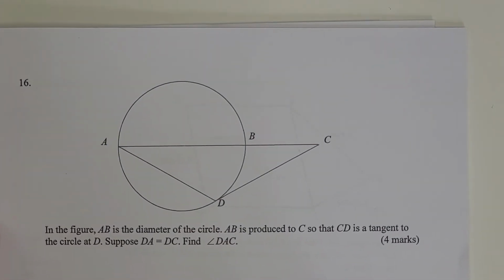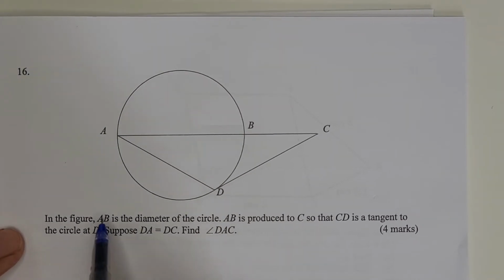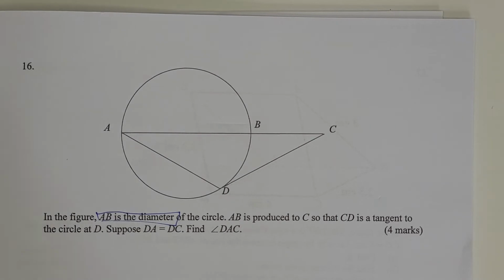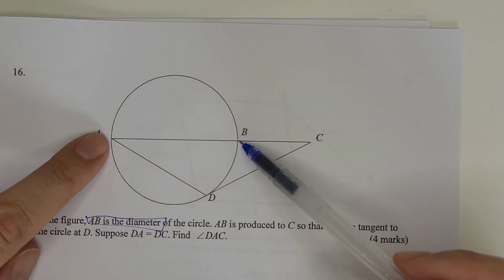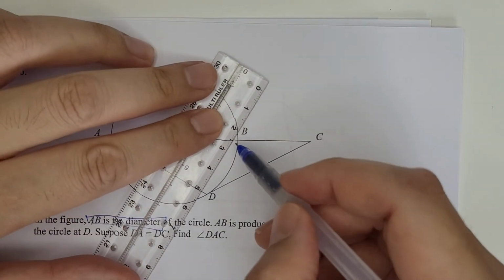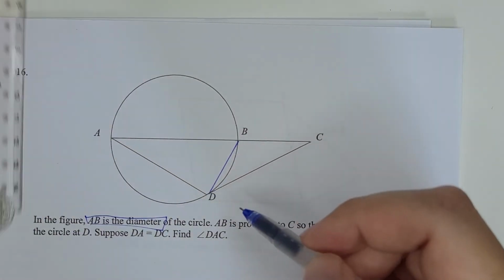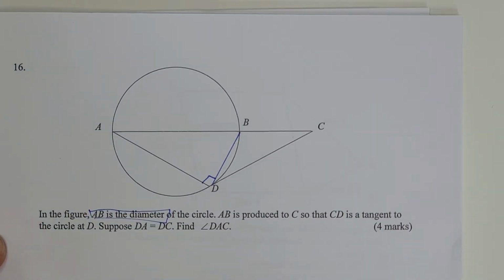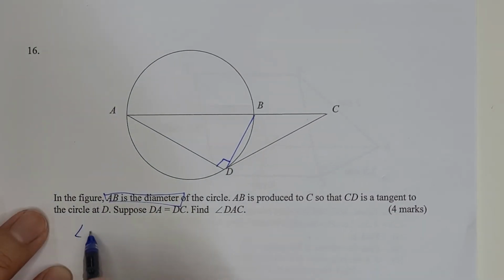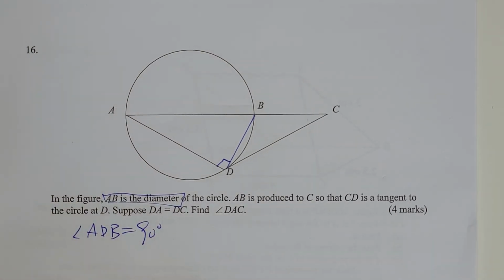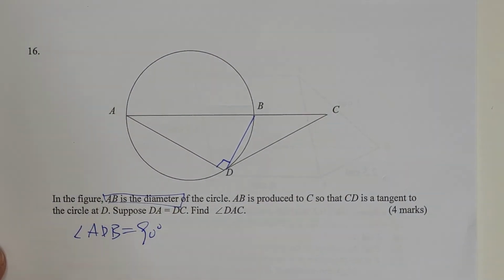And go to question number 16. In this figure, AB is a diameter. Okay, there's a very obvious hint. So when AB is a diameter, the angle subtended at the circumference is a right angle. So add this line automatically and draw this as a right angle automatically. Okay, angle ADB equals 90 degrees. Just write down this statement. At least you will get 1 mark.